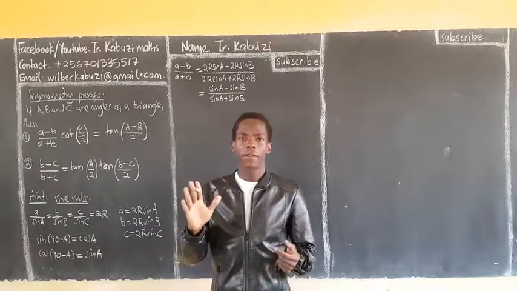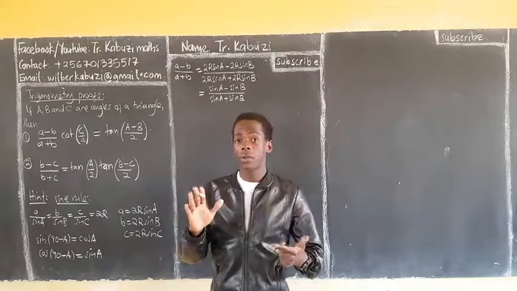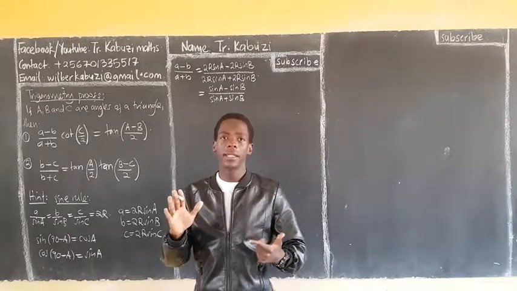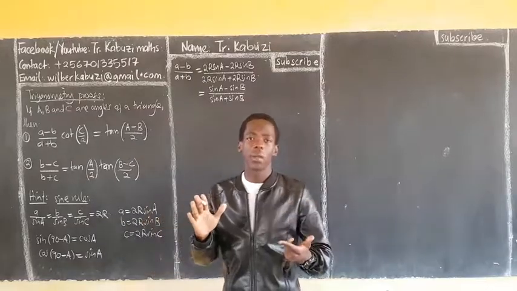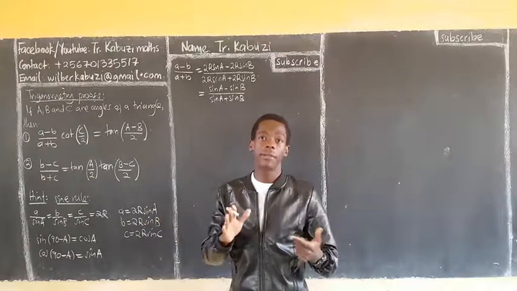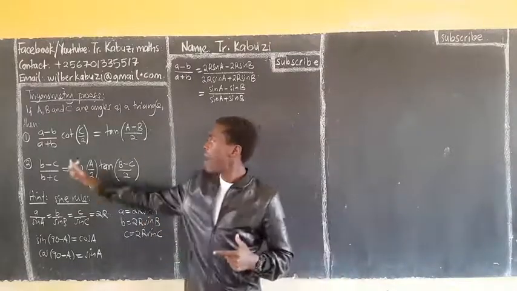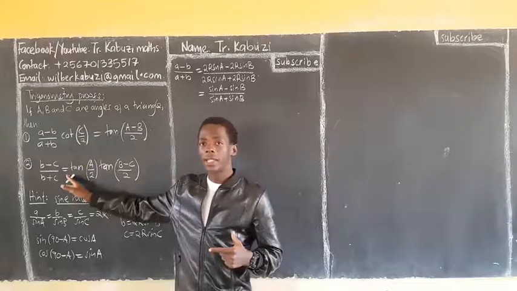Now, to handle this proof, we are going to use some bit of sine rule. We are also going to use some properties of complementary angles. Complementary angles are angles which add up to 90 degrees. So here, I'm going to handle this step by step.